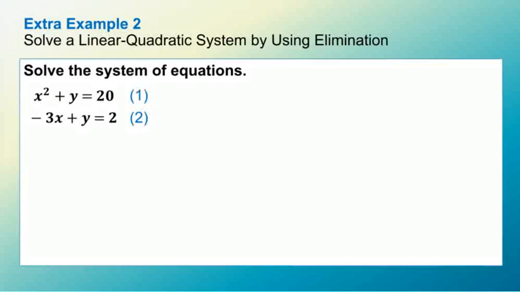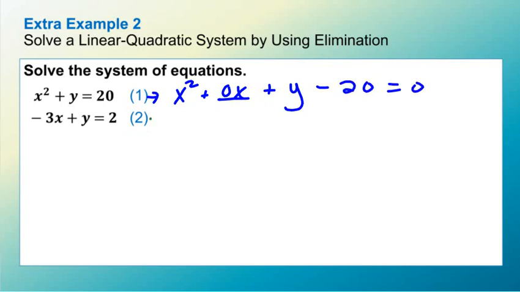Another one here. I'm going to do the same thing. I'm going to get everything to one side and equal to 0. So this would be x squared plus 0x, and then I have plus y minus 20 equaling 0. This one here, I don't have any x squares. I have a minus 3x. I have a plus 1y, and then I have a minus 2 equaling 0.